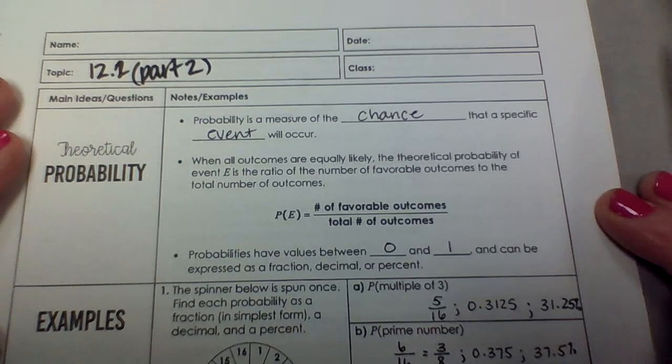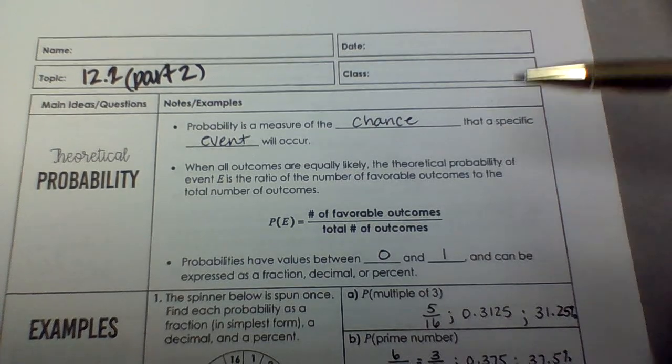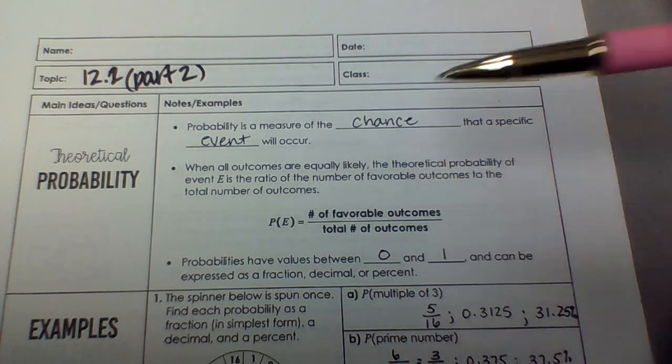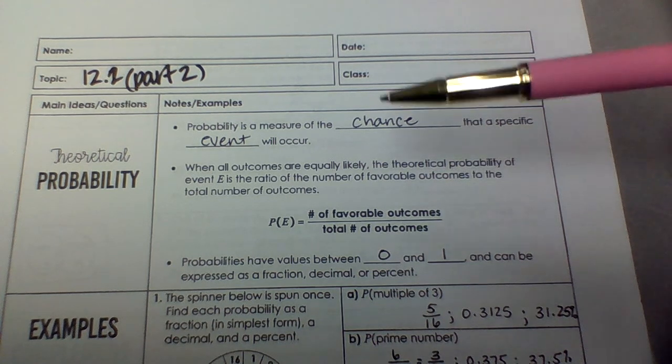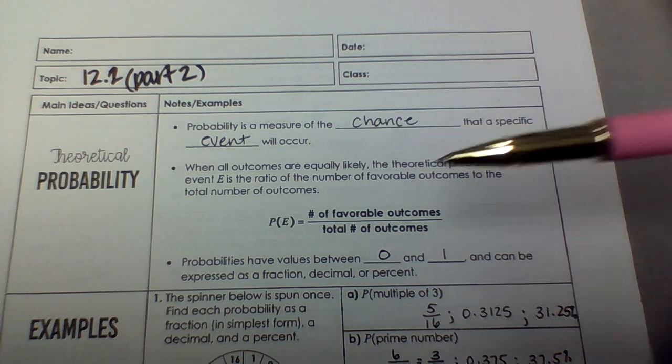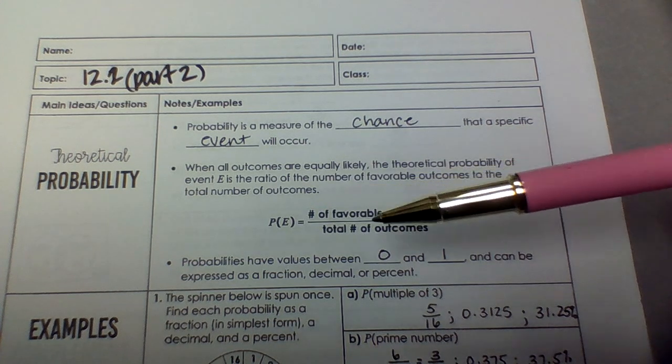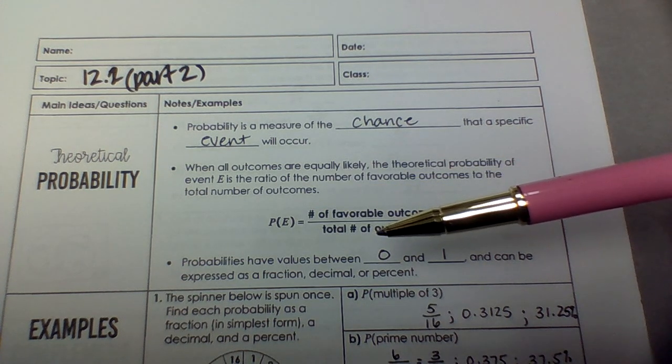Okay, part 2. Probability is just the measure of the chances of something occurring. Okay, so this says the measure of the chance that a specific event will occur. So the probability of an event is favorable over total outcomes.